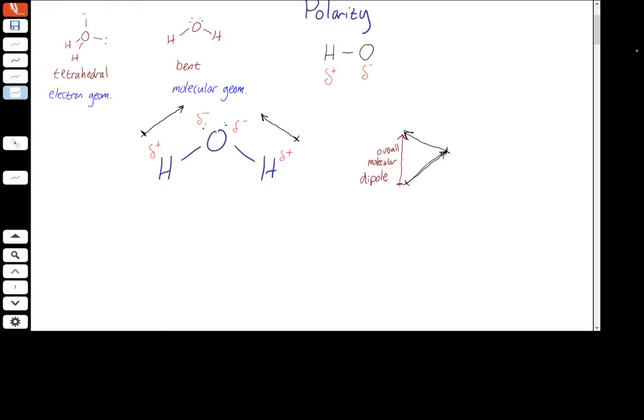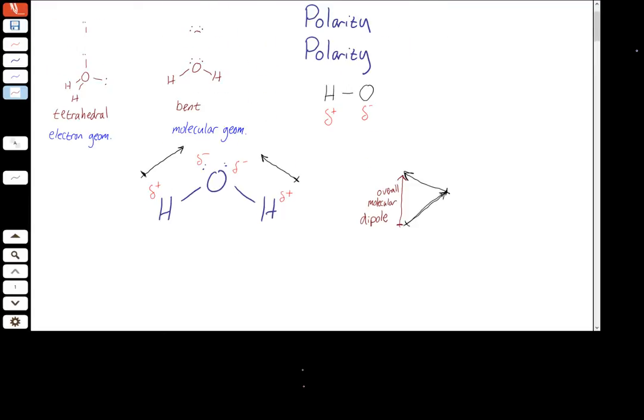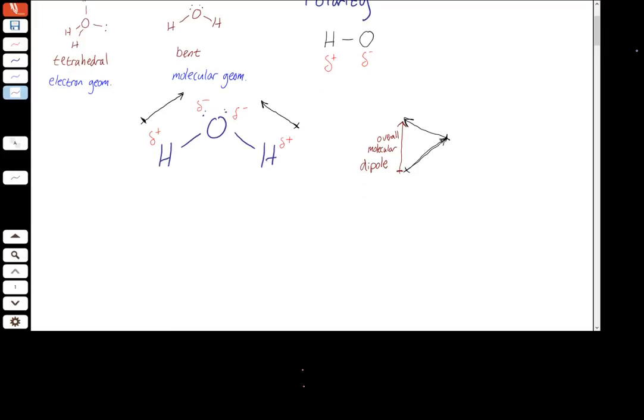Now, the way we're going to work on this, and the way the book talks about it in chapter 10, we're not going to do the actual math of adding up these vectors based on their components. That's not necessary in most cases. What we want to know is, does the molecule overall have a dipole moment? Is it polar overall or not? So if you end up with a non-zero overall dipole, then we can say, yes, this molecule is polar. So we would say that, yes, water is polar. It has a dipole moment.